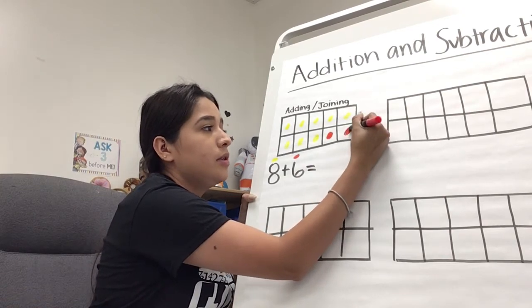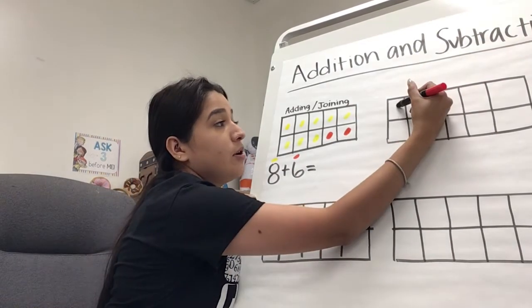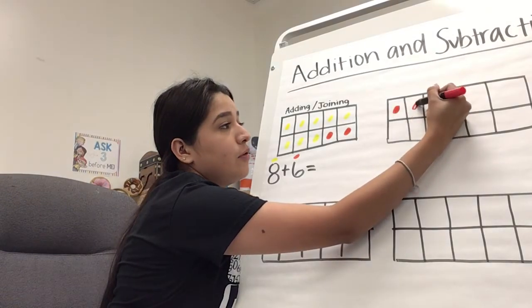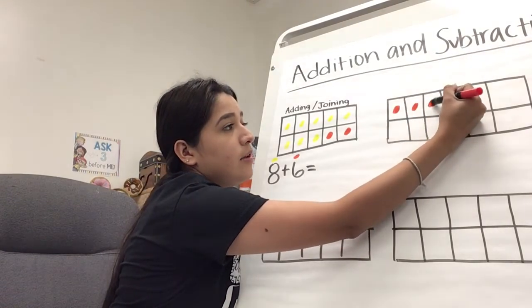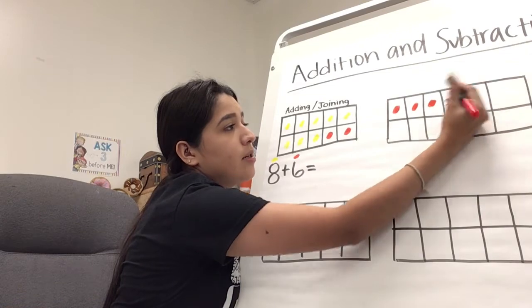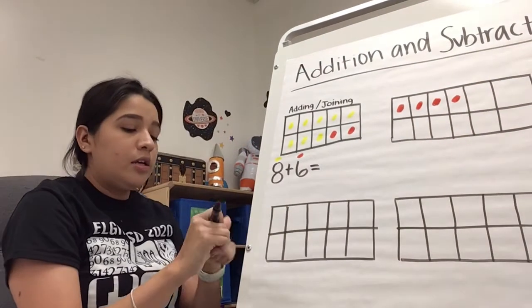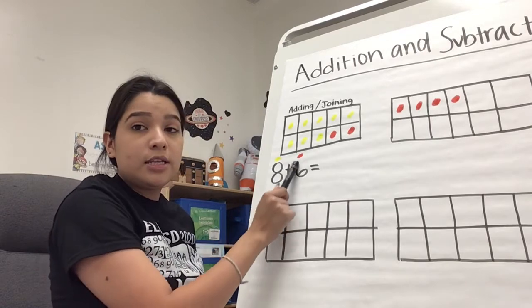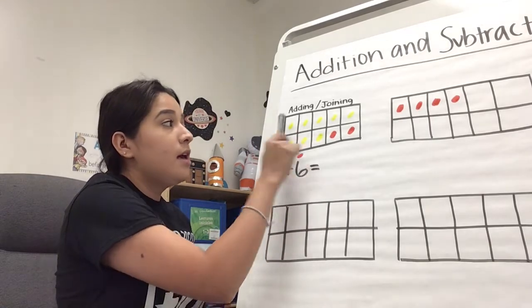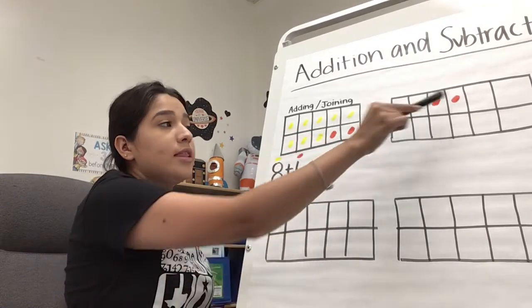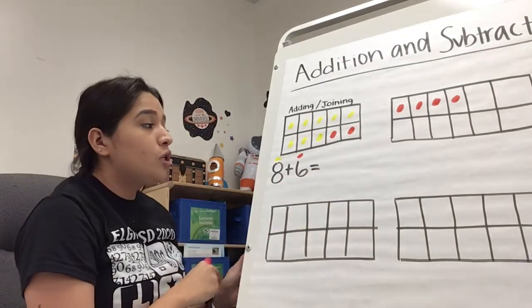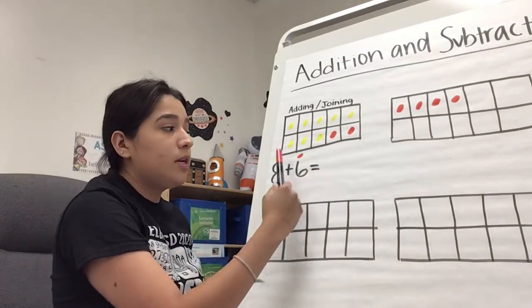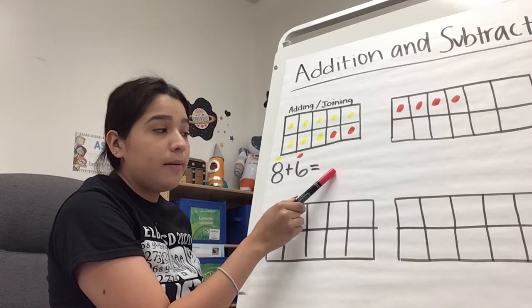1, 2, then go to the next 10 frame. 3, 4, 5, and 6. Perfect. So we are joining these 2 together, right? We're joining these yellow counters with these red counters. So we're gonna go ahead and count them to find our sum.